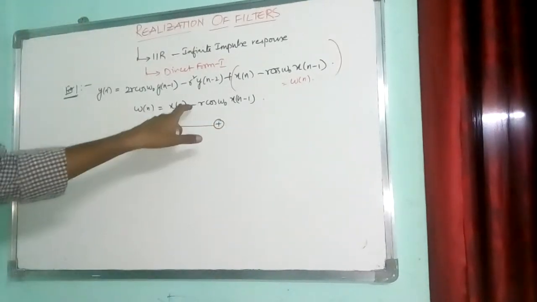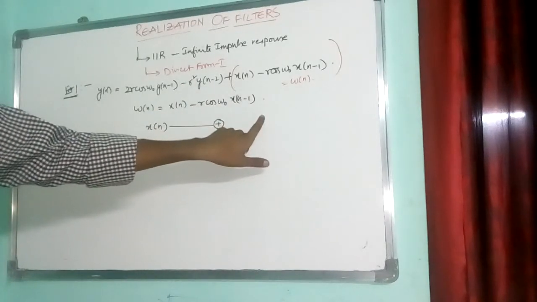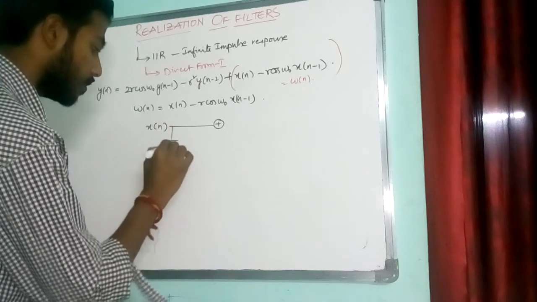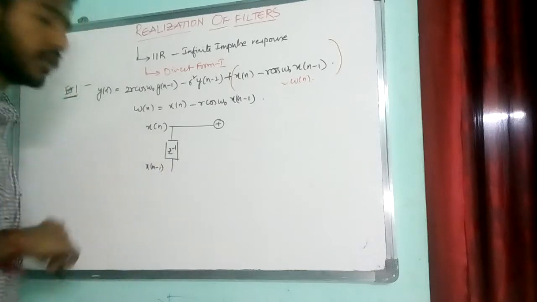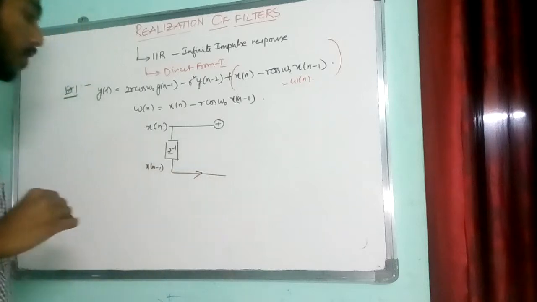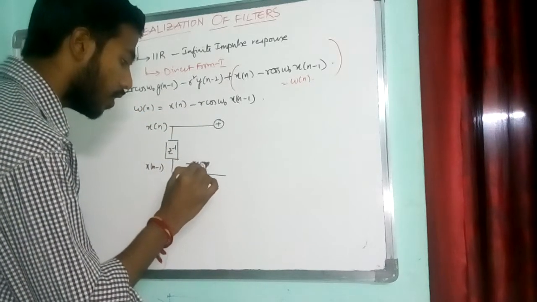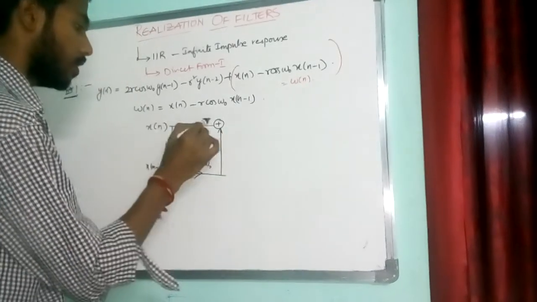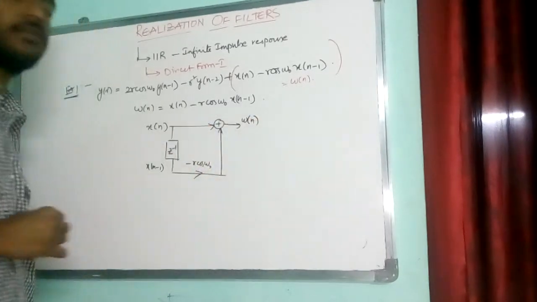I need an adder. Okay, my x of n should be delayed, giving x of n minus 1, right? So I need a delay. Here I get x of n minus 1. Now this x of n minus 1 should be multiplied by minus r cos omega and it is given to the adder. This will be my w of n.